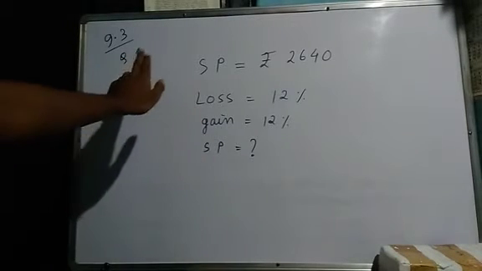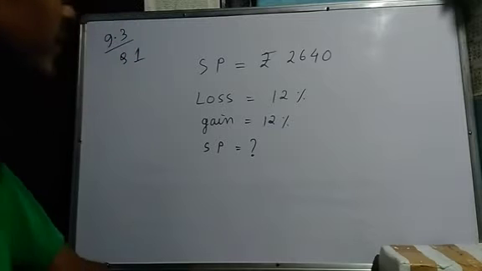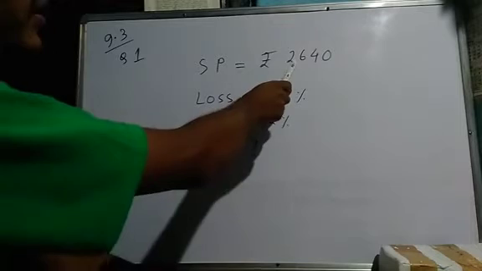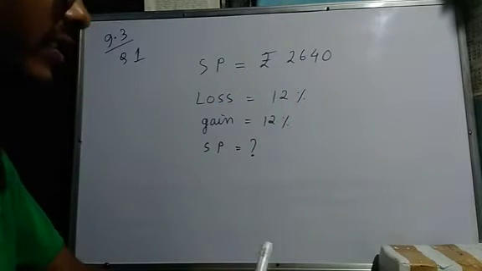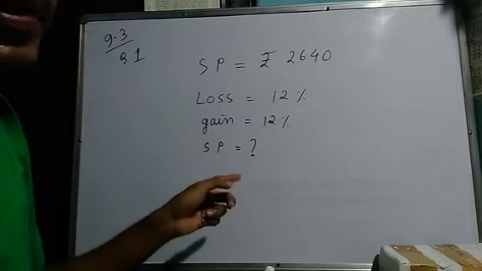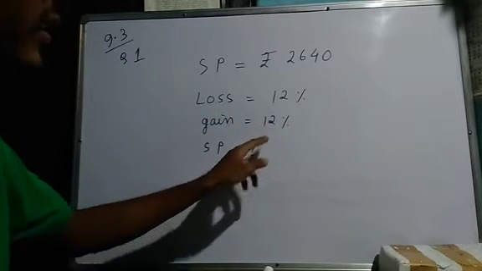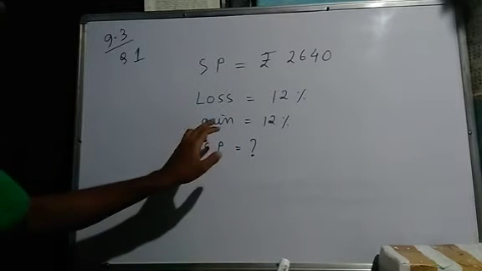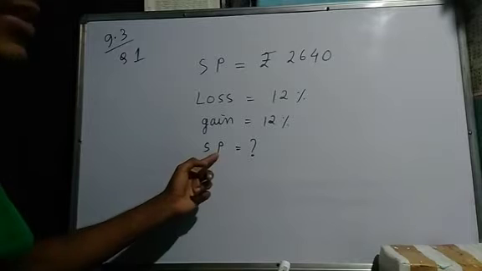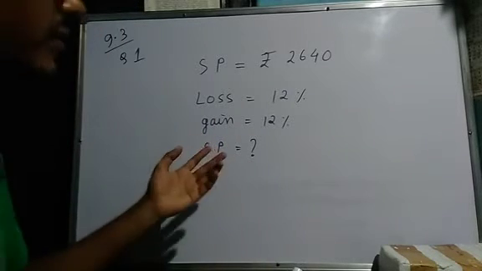Now this is 9.3 question number 1. A shopkeeper sells an article at rupees 2640 and he suffers 12% loss. Now at what price should the shopkeeper sell the product to gain 12%? To gain 12% profit, at what selling price will the product be sold? That selling price we have to calculate.